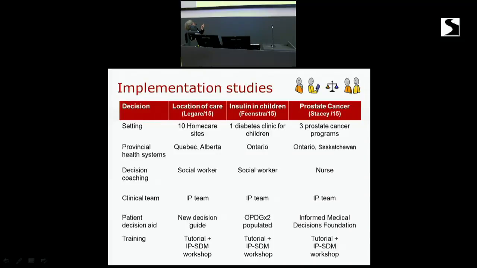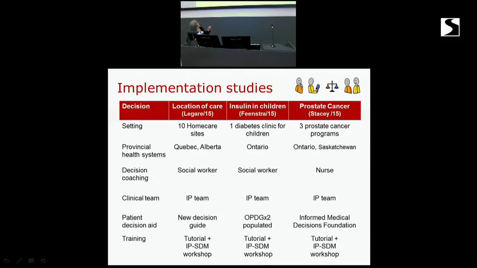In terms of the clinical team, all of our teams, we work with a whole interprofessional team. We don't work with just one healthcare professional, but we actually do training with the whole team. In terms of the patient decision aid, we had to create a new one for this project because there wasn't one that was specific to this decision in Quebec, where they have different criteria for qualifying for different levels of care.